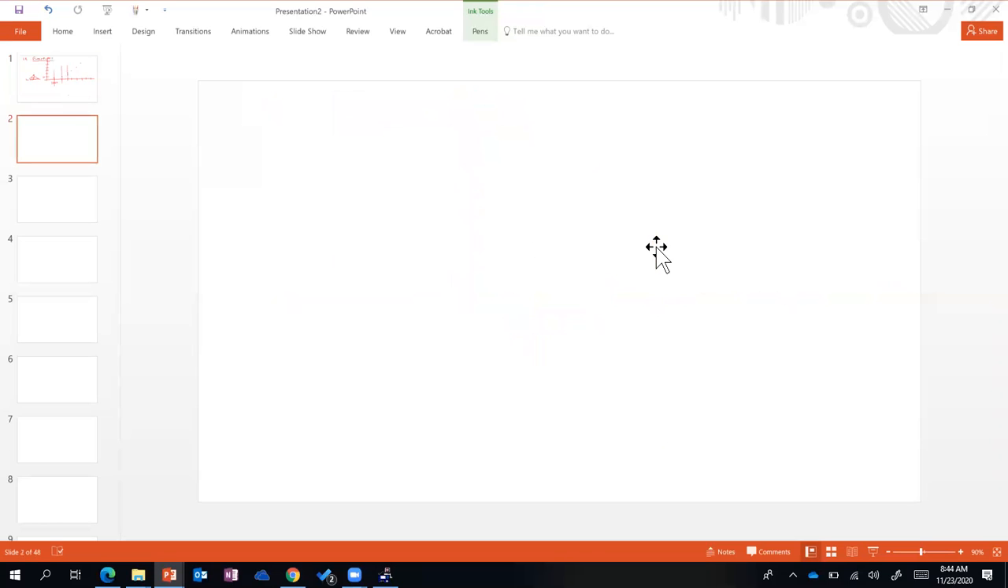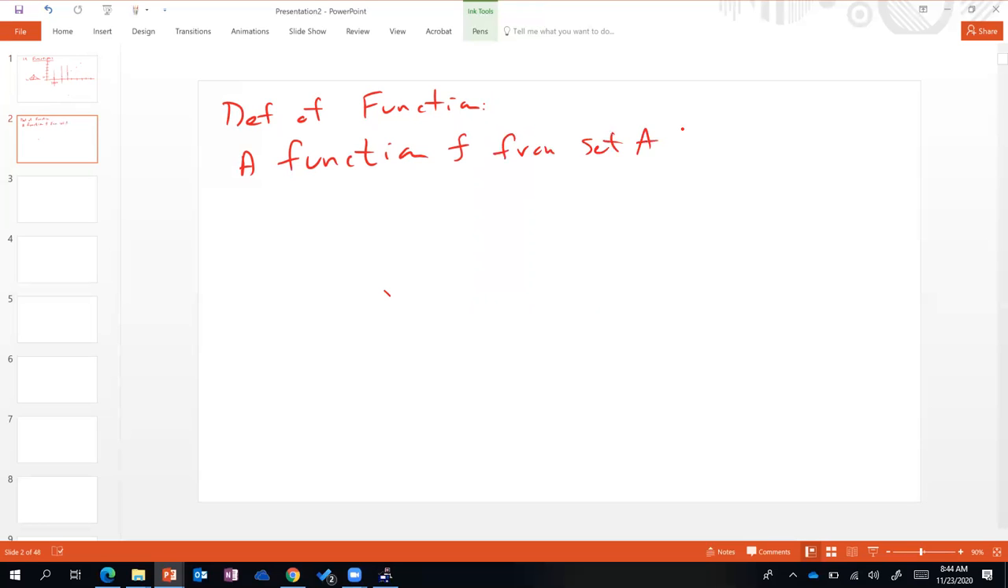Boom. So definitions. Now I've got to write it down. And then we'll make a little, so this is the long writing down here. Definition of function. Oh boy, here we go. A function, we'll call it f for function, from set A to set B. That's what we're looking at.